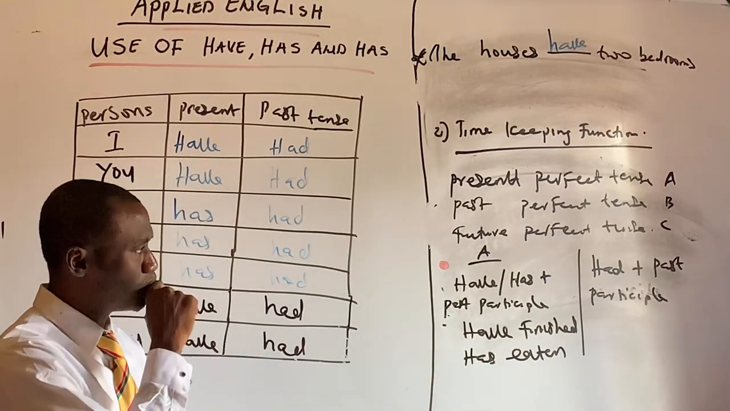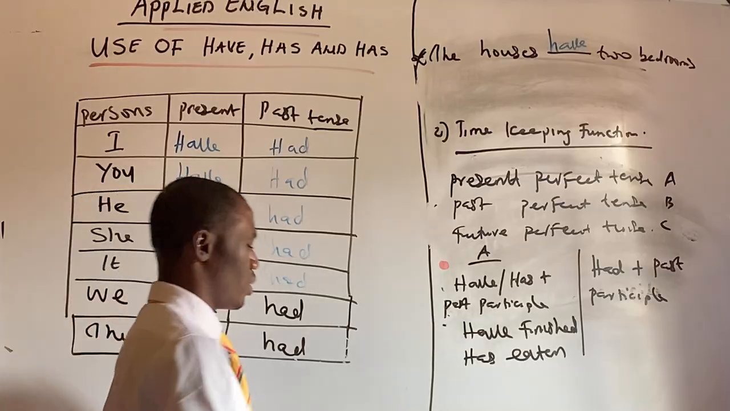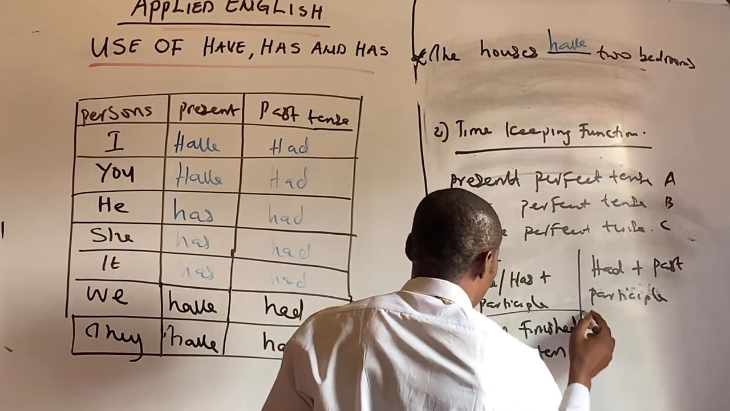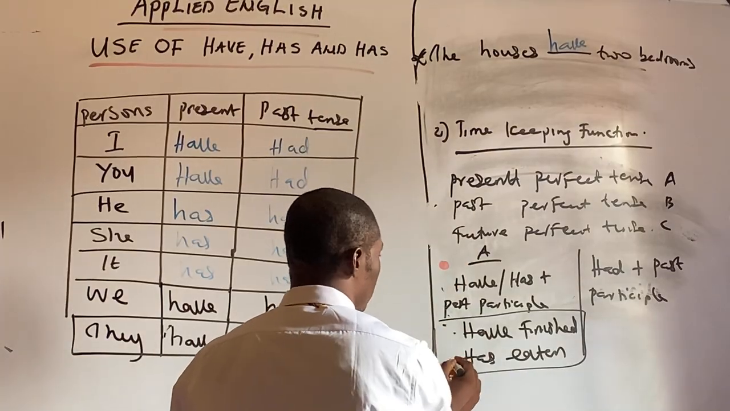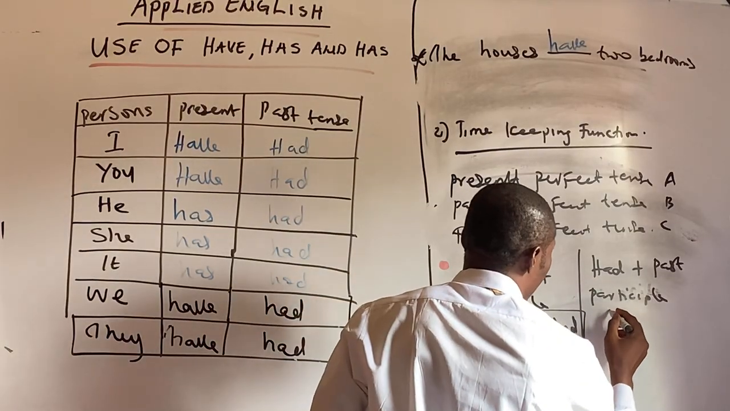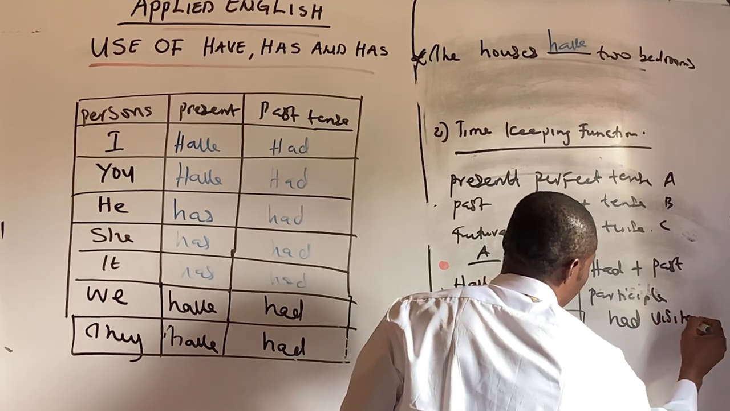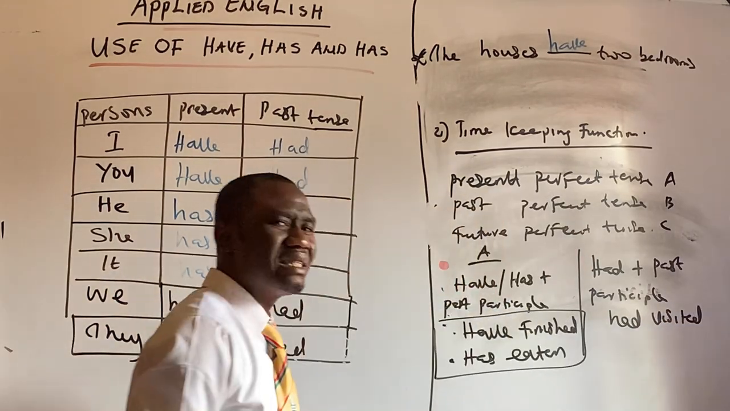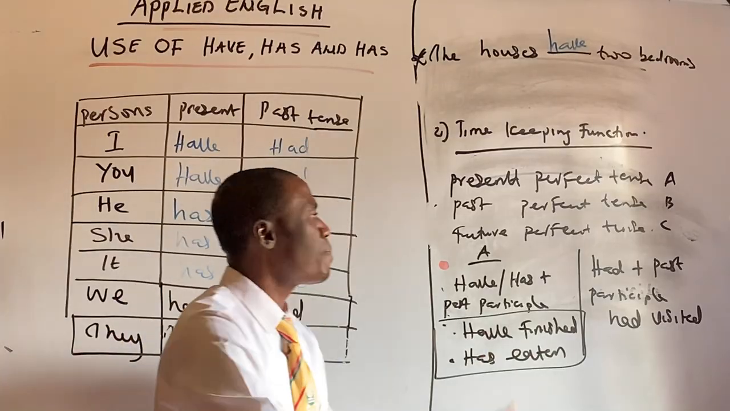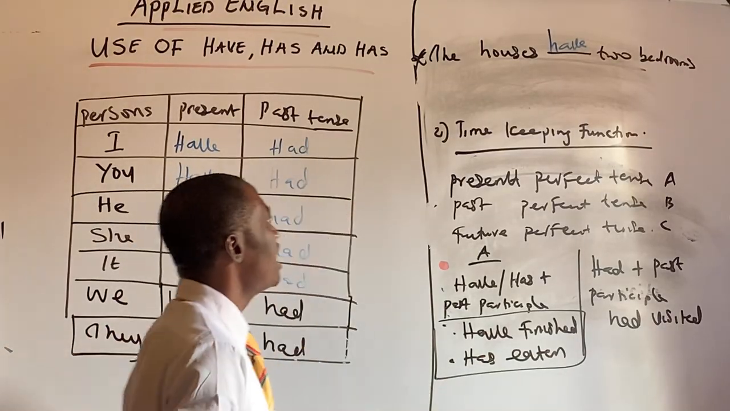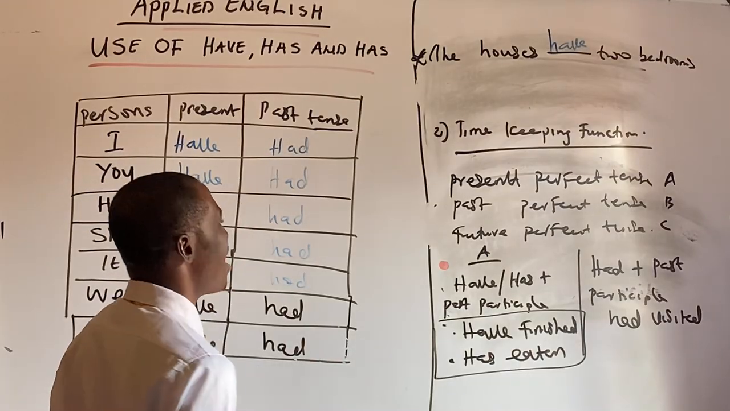What of a past perfect tense example? Let's give you an example. Okay, this is the example here. Now we have had visited. Now, had visited. This is a past perfect tense. Had visited. Let's talk about the future perfect tense.